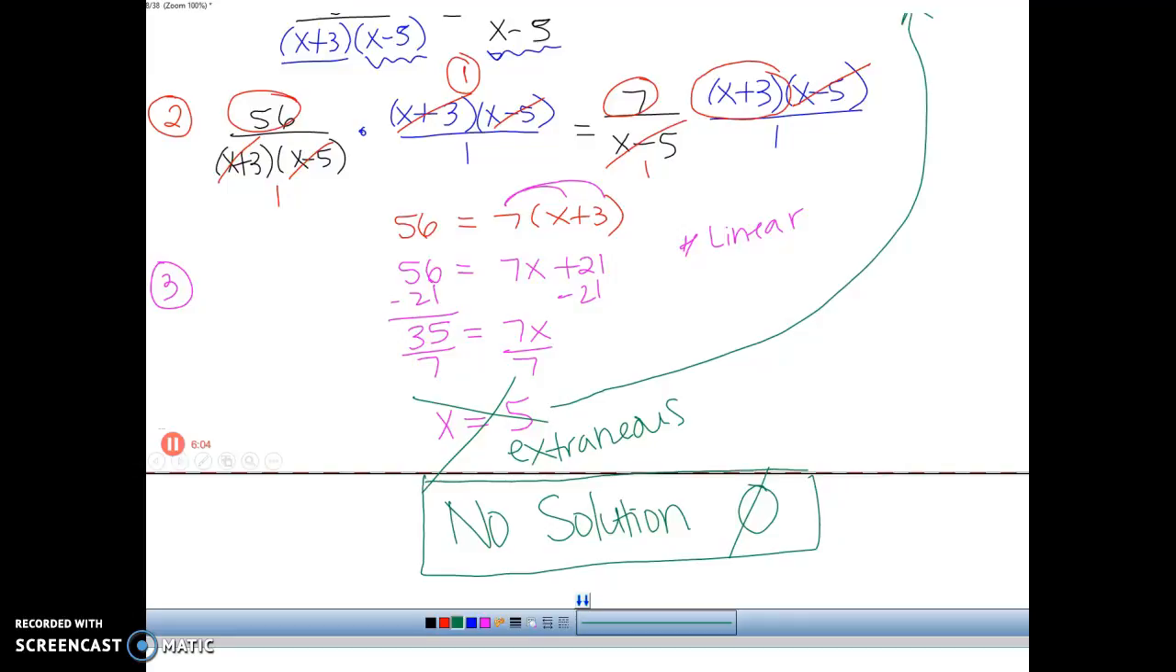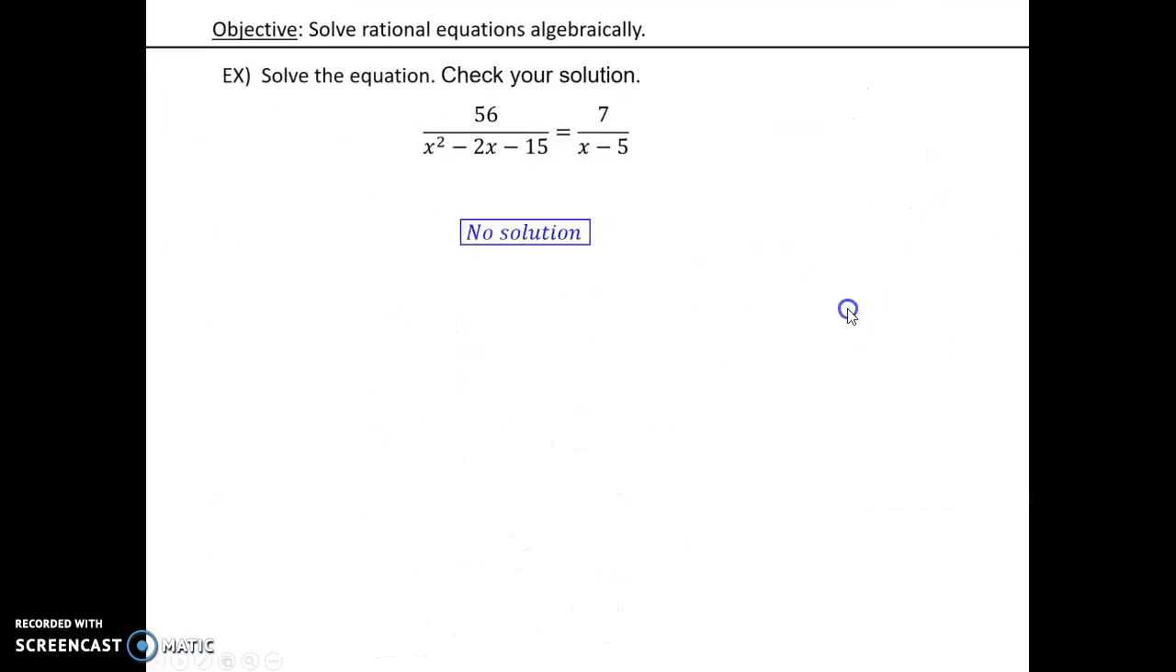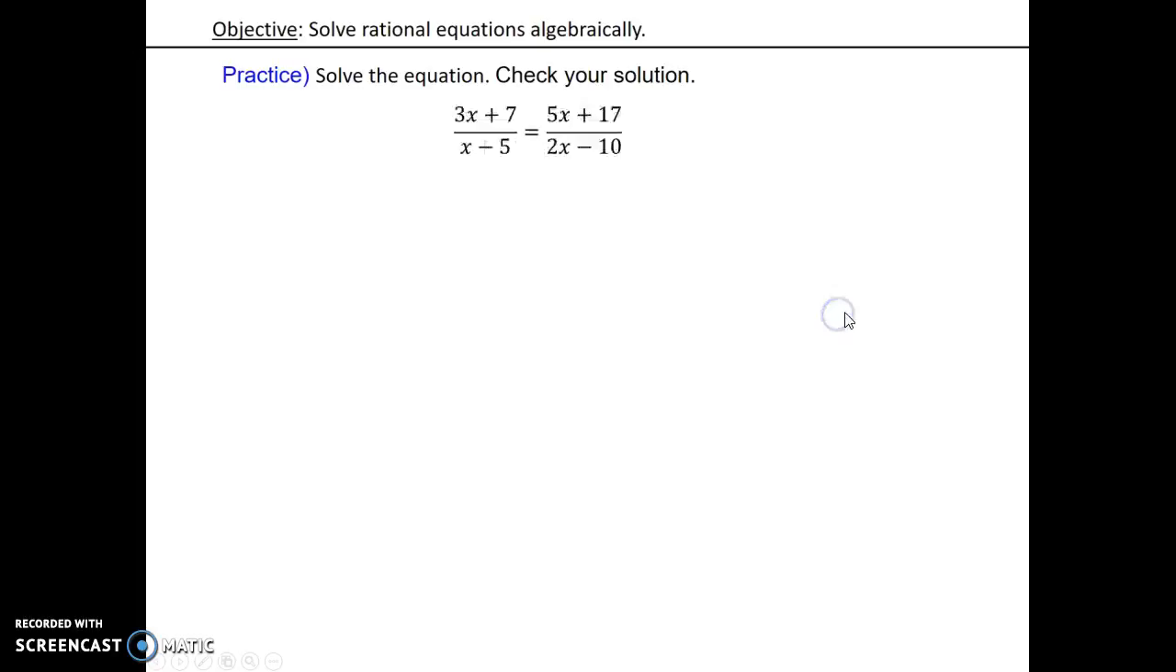And I think the rest of the examples are practice problems. So I'm going to skip these.